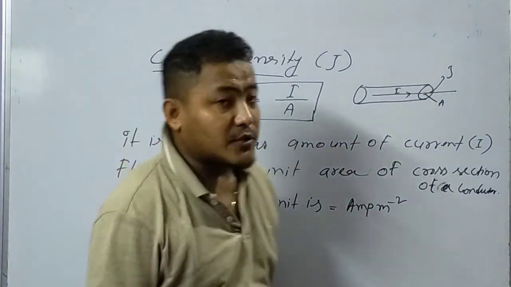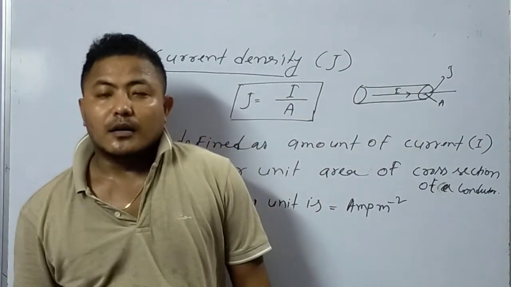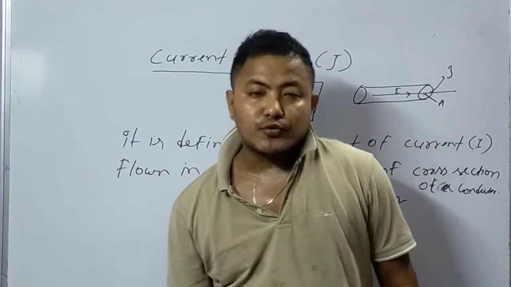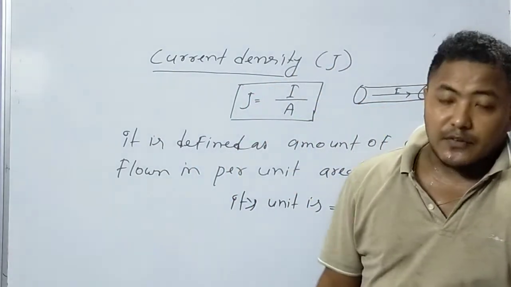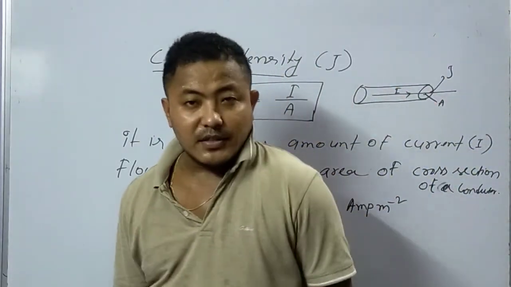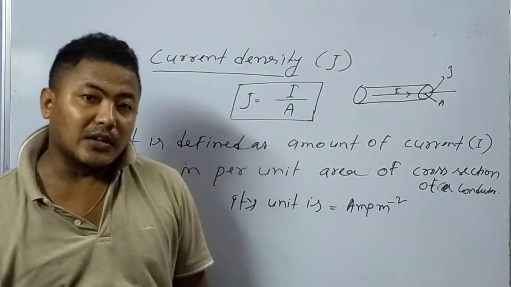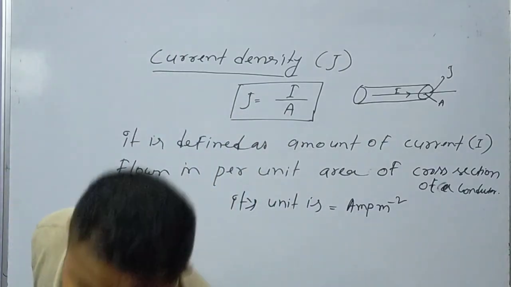Okay, so these are the things for today's class. We have found the relation between electric current and drift velocity, we have found current density, and we have also found what is mobility. I hope you will go through it, and if any doubt you can inbox me.